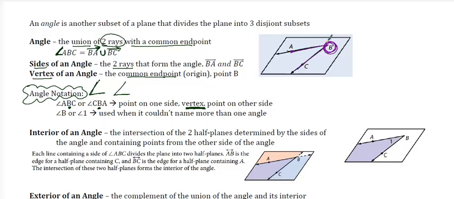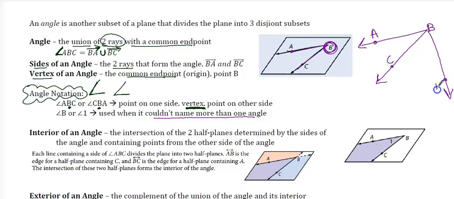The other thing is we can name them. So notice there's three letters here. So it's endpoint, vertex, endpoint. You can also name them with just one letter or sometimes a number, and that can be used when it couldn't name more than one angle. All right, so here there's only one angle B here, so that can be called angle B. But if I had this combined, so here's A, B, C, D.